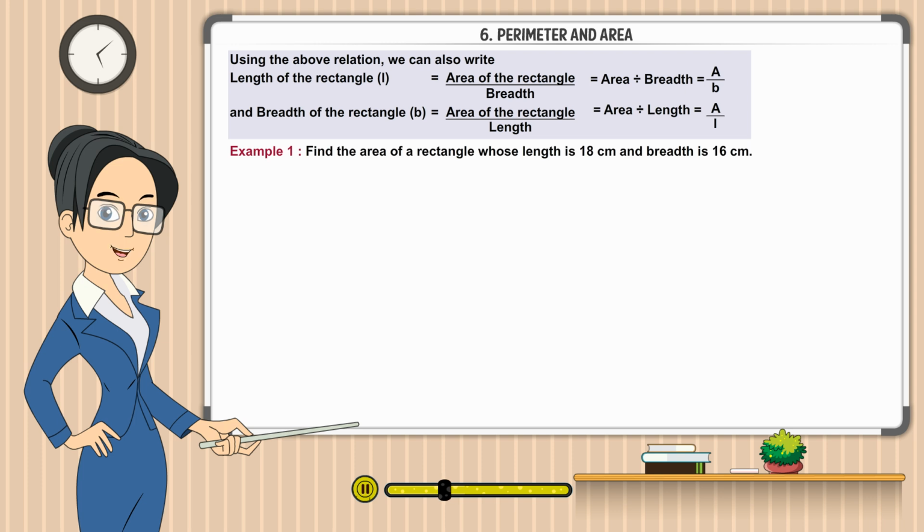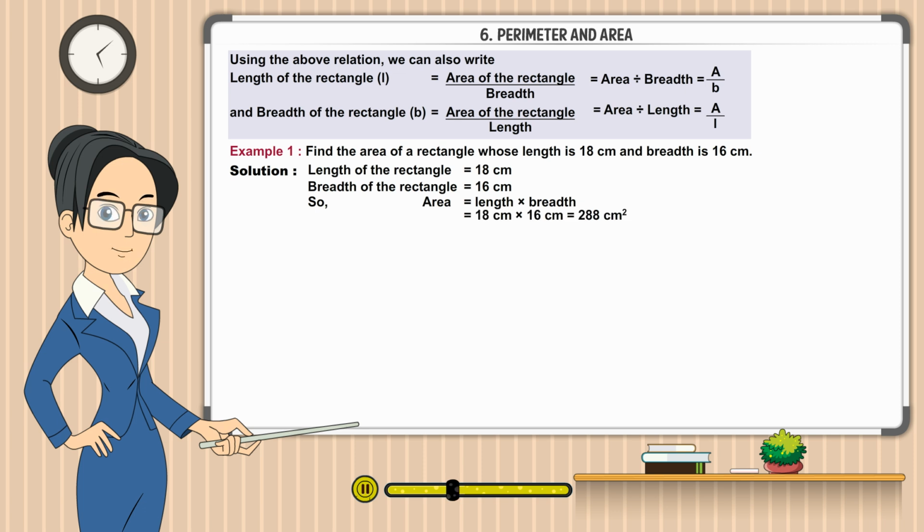Example 1. Find the area of a rectangle whose length is 18 cm and breadth is 16 cm. Solution. Length of the rectangle is equal to 18 cm. Breadth of the rectangle is equal to 16 cm. So, area is equal to length into breadth is equal to 18 cm into 16 cm is equal to 288 centimeter square.